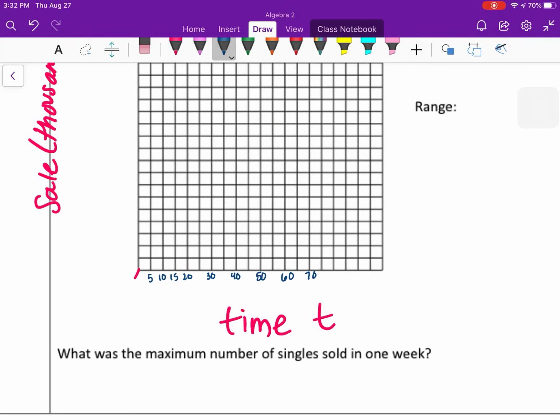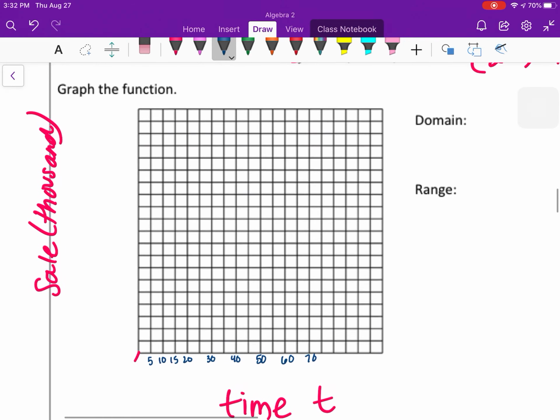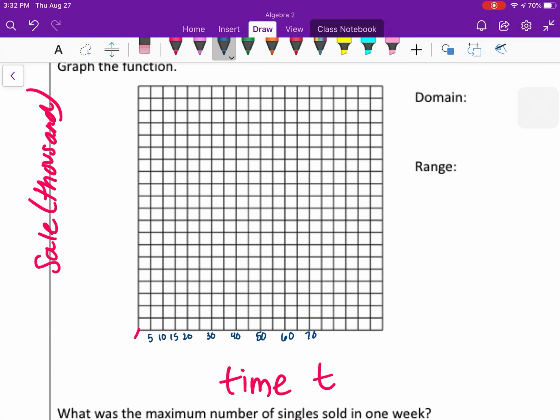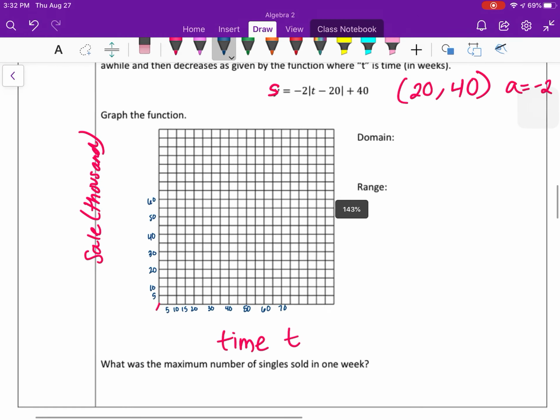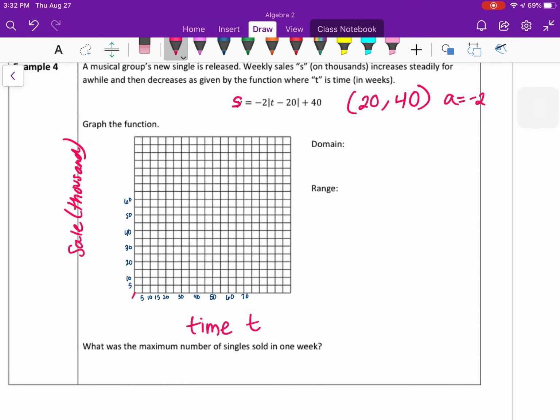You might need to pause this so you can label your graph quick, and that's just fine. So I'm going to count by 5s here, but I'm only going to write the 10 spot. 40. All right, and then I'm going to graph it. So over 20, up 40 is going to be right there, and that's our vertex. And then we have a slope of negative 2.